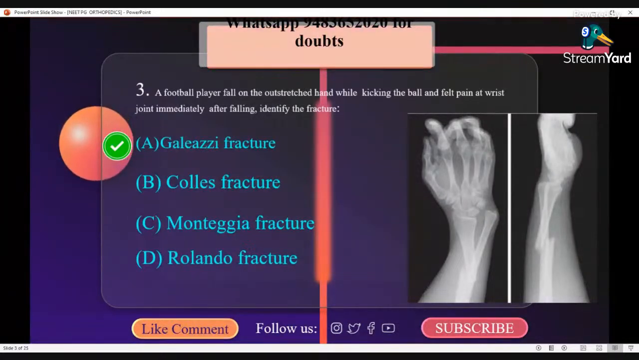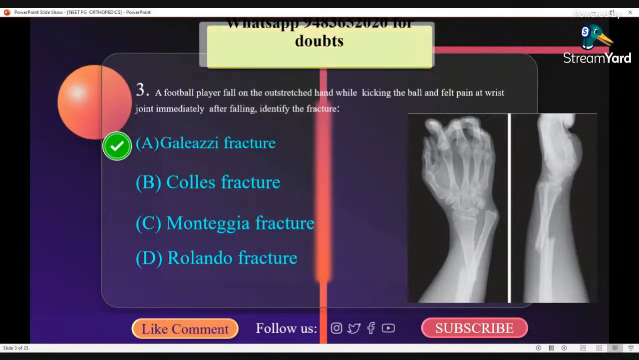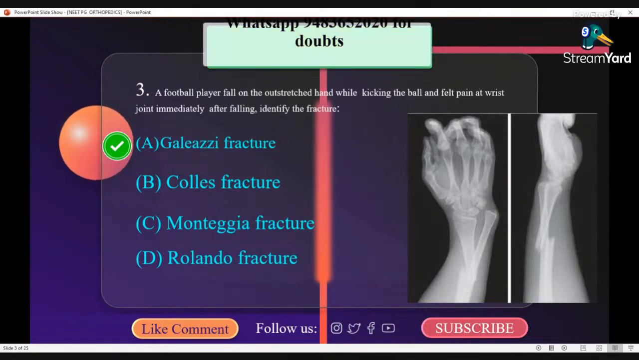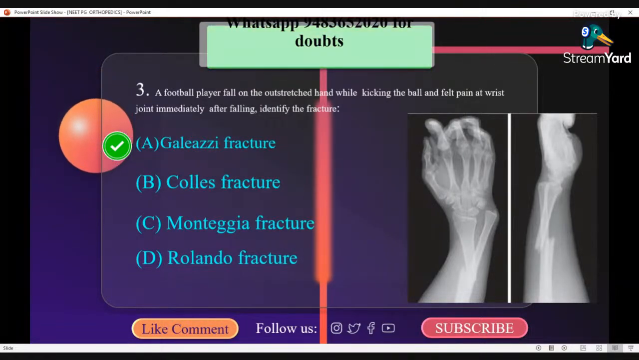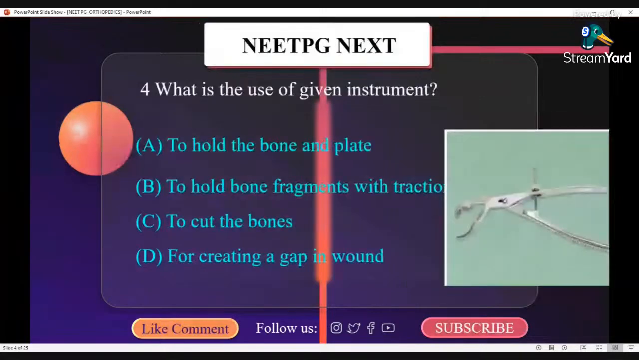It may be possible to demonstrate the instability of the radioulnar joint by ballotting the distal end of the ulna, which is known as piano key sign, or by rotating the wrist. So the correct option here is Galeazzi fracture. What is the use of the given instrument? It is used to hold the bone and plate.